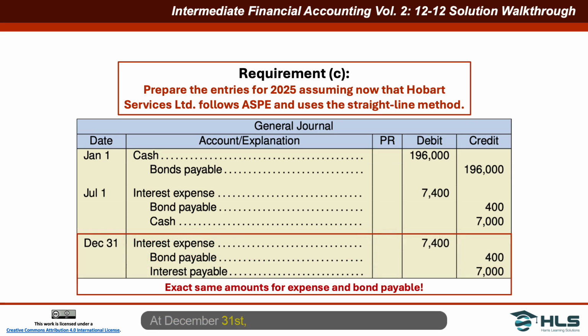At December 31st, the entry is almost exactly the same with one small difference. Both the interest expense and bond payable values will be the same for every entry. $7,400 as a debit to interest expense and $400 to the bond payable. However, because the payment actually occurs on January 1st, instead of crediting cash for $7,000, we have to credit an interest payable account for $7,000 instead. And on January 1st, that $7,000 interest payable will be debited and then cash credited.